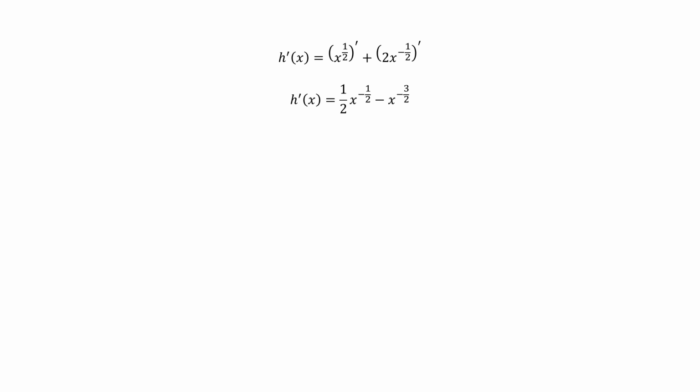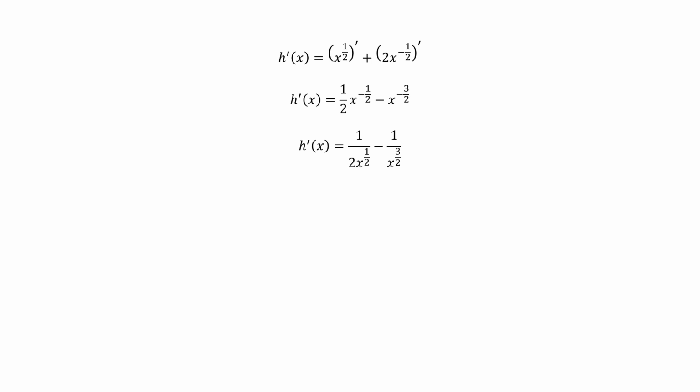As with the previous example, this is a valid solution for our derivative, but it's nice to have the form of our derivative match the form of the original function. To get the derivative to be in this form, we begin by rewriting the negative exponents as positive exponents, which gives us h prime of x equals 1 over 2x to the 1/2 minus 1 over x to the 3/2.